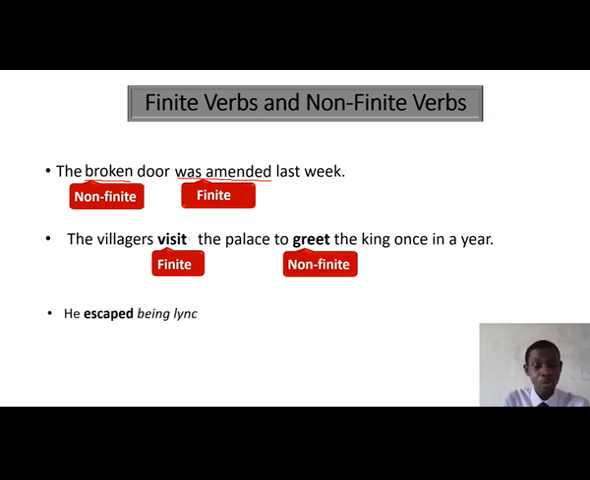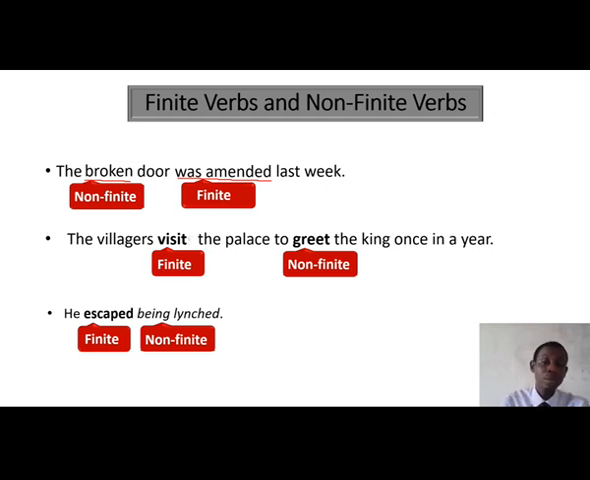And the last one here, he escaped being lynched. We have two verbs here. Escaped, with the subject he, is in past tense also. So we agree it's a finite verb. Being lynched is a verbal phrase together, yet it is still a non-finite verb, because by the time you change it into past tense or future, being lynched remains the same.